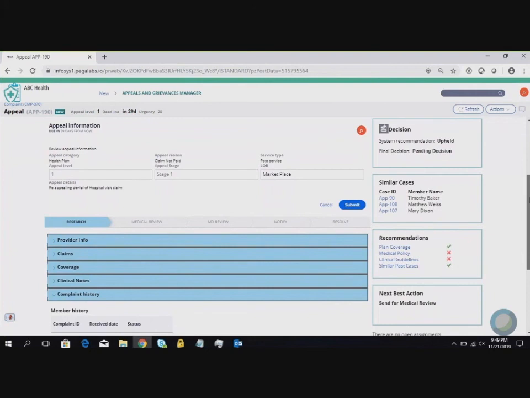Last but not the least is the next best action. Now, this is a predictive model again, suggesting to the actor at that point of time what is the next step that he or she can take. So John can take, based on similar cases and the recommendation outcomes that you see, what the system feels he could do. And obviously it says send for medical review, but that's the essence of next best action. Move along.